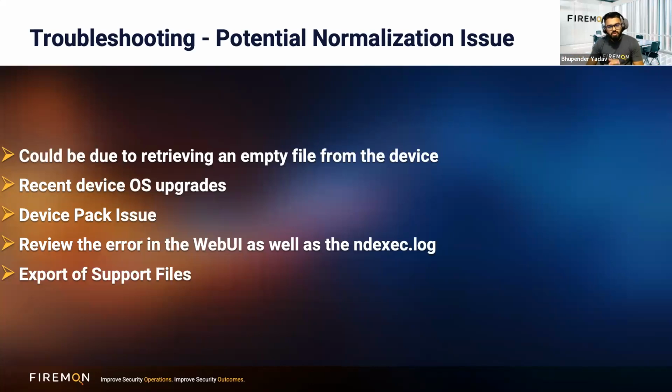To normalize them, we pull some configuration from the devices. But sometimes, for example with Cisco and Juniper, we retrieve some files, and to access these files, if you have not given the exact permission for that file, it might come back empty. And during the normalization, we might fail, and you might see a normalization error.